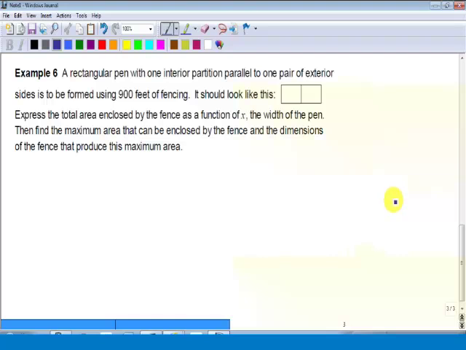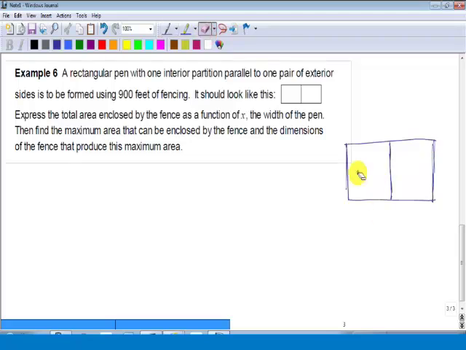The rectangle that's indicated here is that of a rectangular pen, perhaps for enclosing farm animals or whatever. This is the top view. A rectangular pen with one interior partitioning wall right here, positioned so it's parallel to one pair of exterior sides, as opposed to maybe something like that. I suppose you could put the wall right there, but that's not what's called for in this case. It's parallel to one pair of exterior sides.